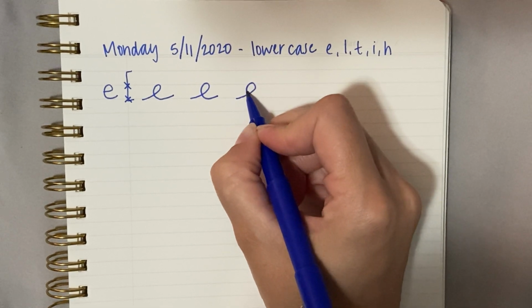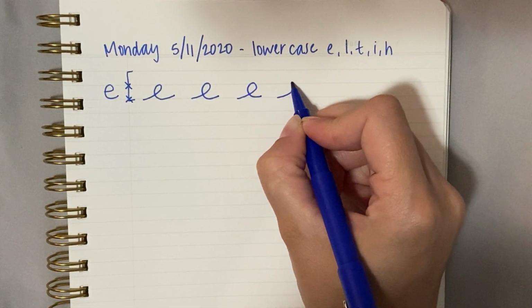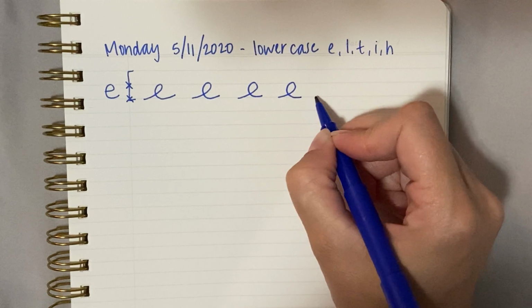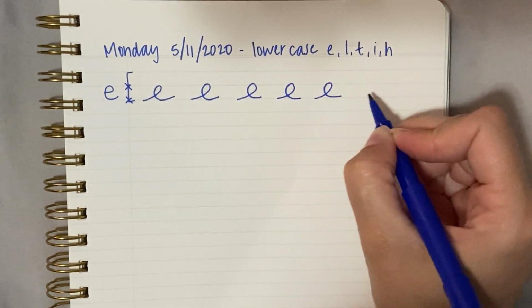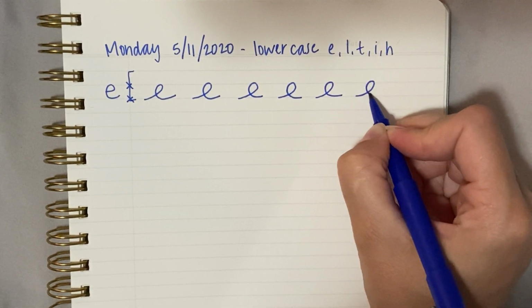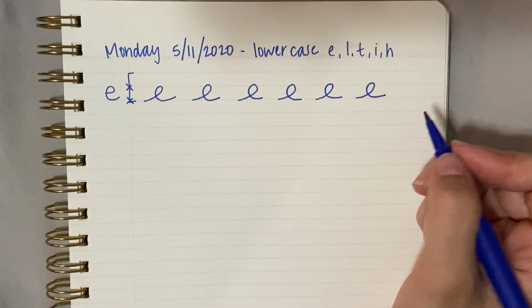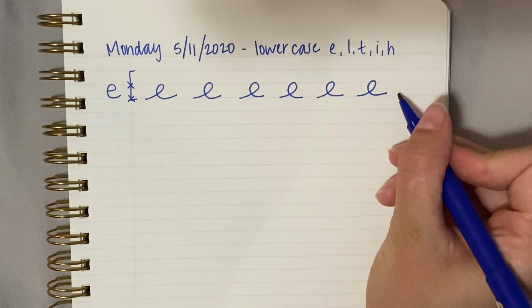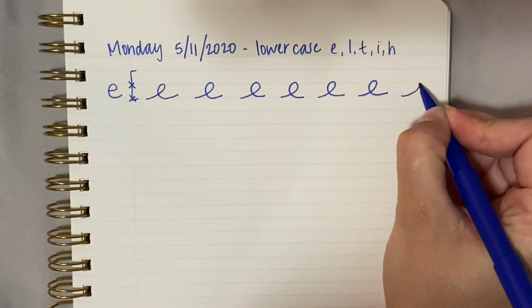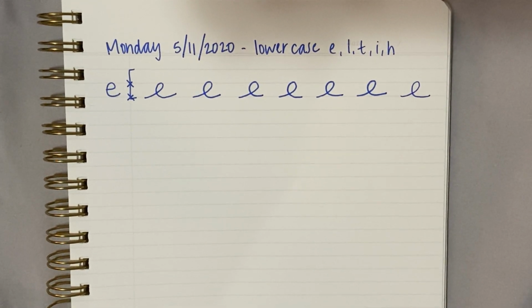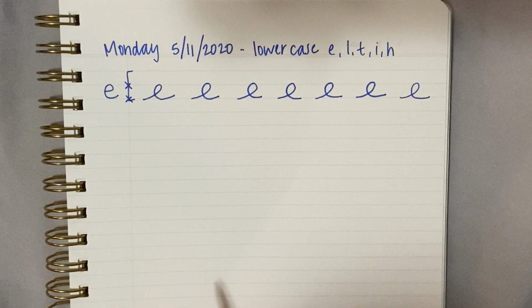Come up, swoop. Come up, swoop. Come up, swoop. And you could practice about 6 or 5 times. I like to do 6. It kind of makes it even, or until you just get to the end of the page. So that's 7 for me. So that is the lowercase e.